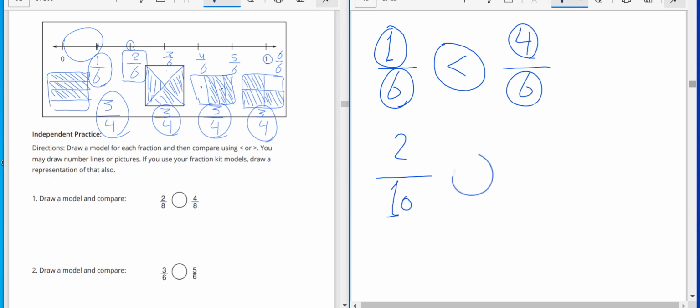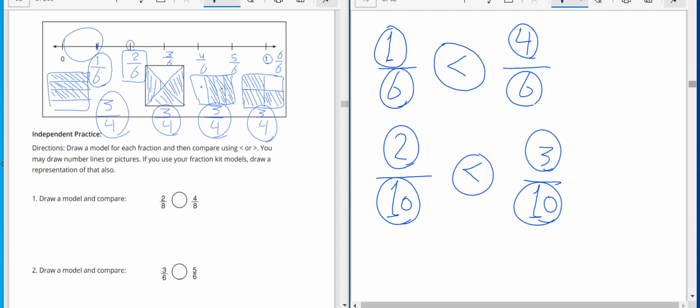Another example, 2/10 and 3/10. Which is the greatest fraction, 2/10 or 3/10? 2/10 is less than 3/10. Why? Because the denominator is the same, number 10, and the 2 in the numerator of the first fraction is less than the 3 in the numerator of this fraction.